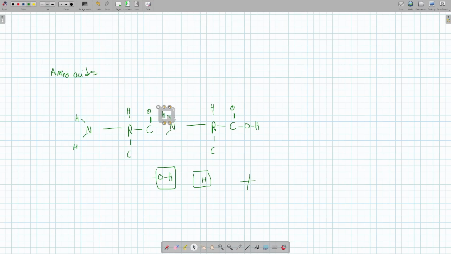Over here, can I rotate this? I'm doing too much. But anyway, it looks like this. And what linkage is this? Isn't it the same that we discussed earlier? The amide linkage. Other people call it what? Peptide bond, if you're a biology nerd.